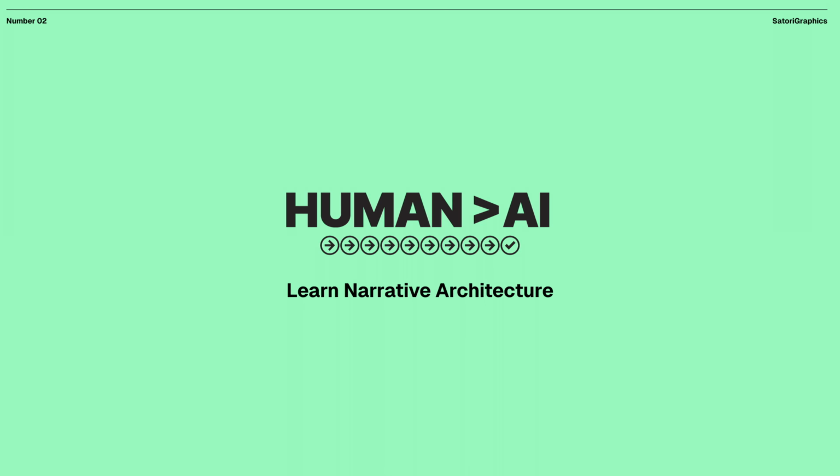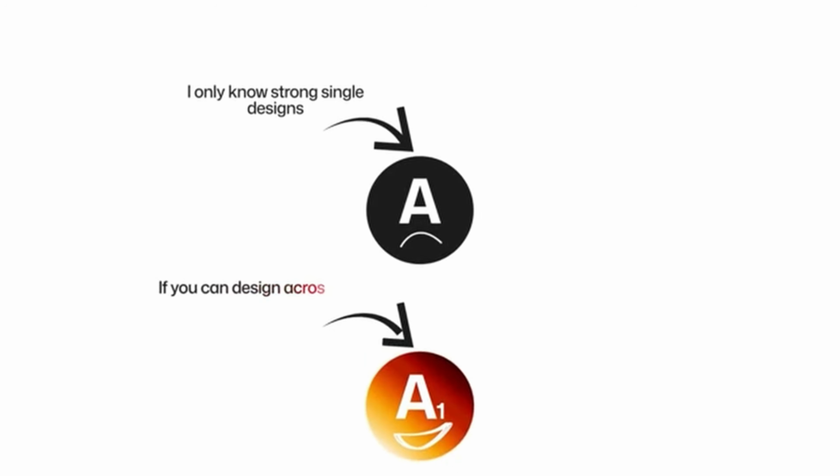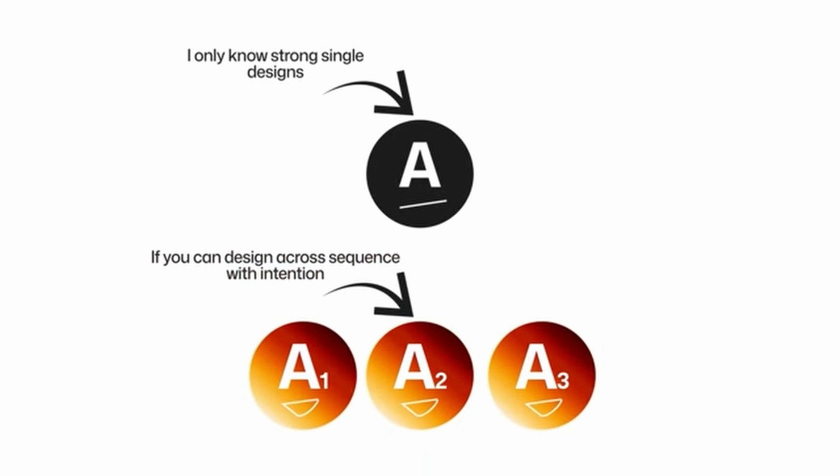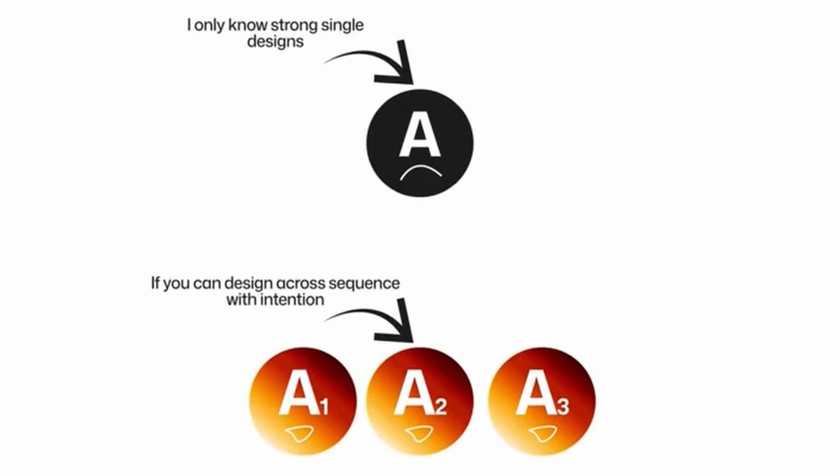If you can only design strong, simple designs, you are an asset producer. But if you can design a cross sequence with attention, you're thinking like a creative director. Let me give you a practical example.